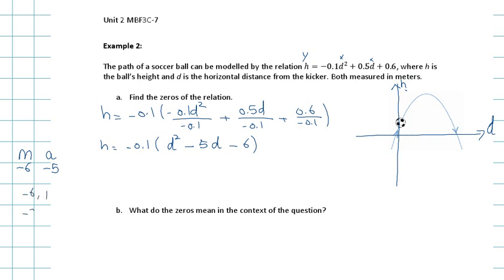Negative 3 and 2. Right? If I add negative 6 and 1, it gives me negative 5. But if I add negative 3 and 2, it's going to give me negative 1. So this is not an option. Okay? So my factors are negative 6 and 1. So I can factor this.